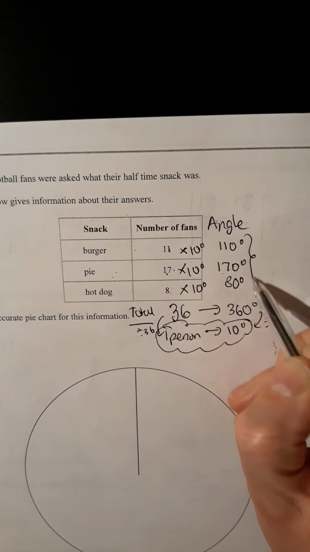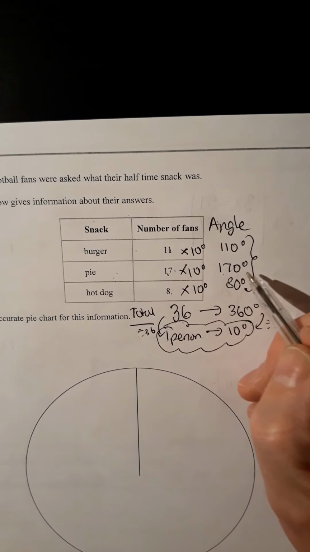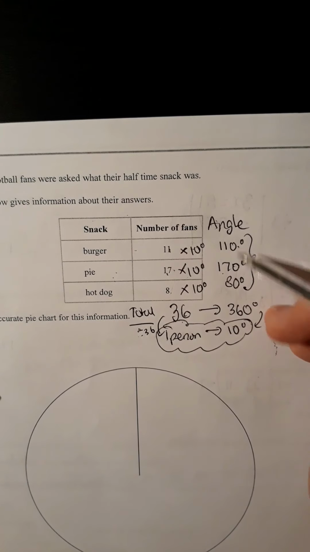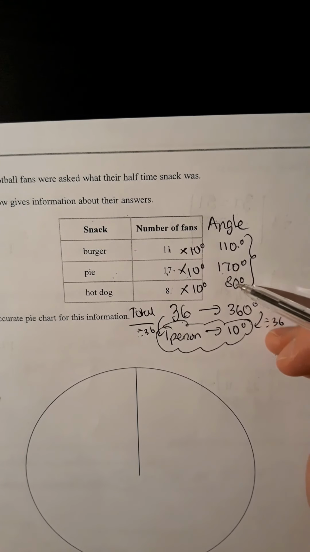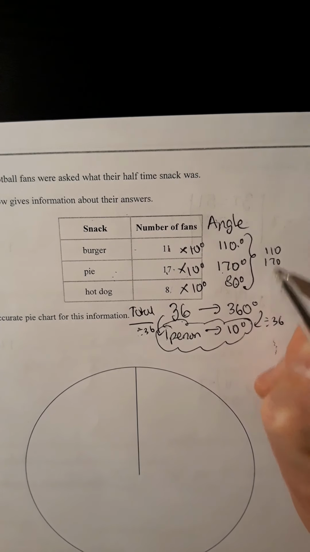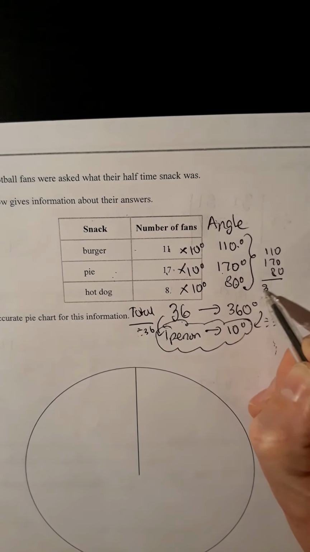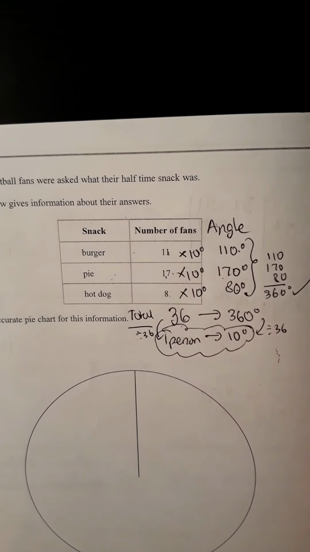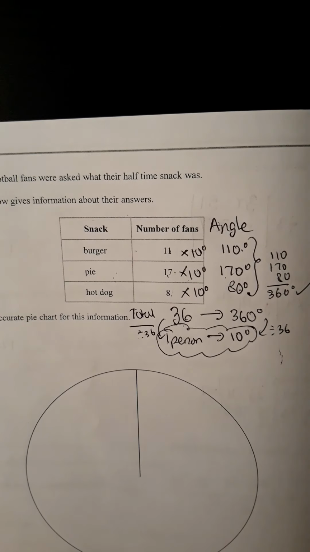And we can do a quick check now. If this adds up to 360, we know we're probably on the right lines. 110 plus 170 is 280, plus 80 gives 360. Again, you've got your calculator to do this. Okay, so that would get you some of the marks.